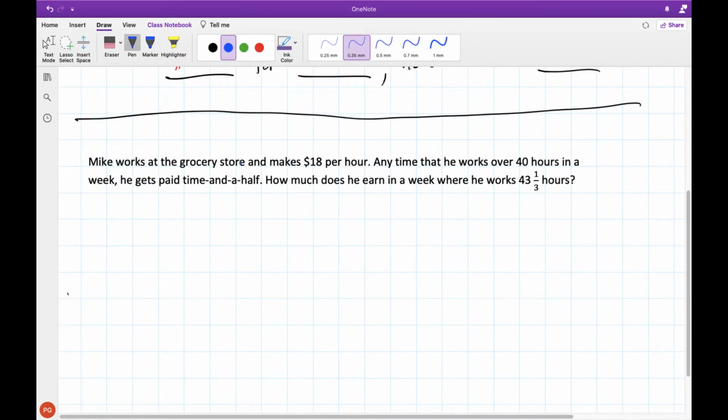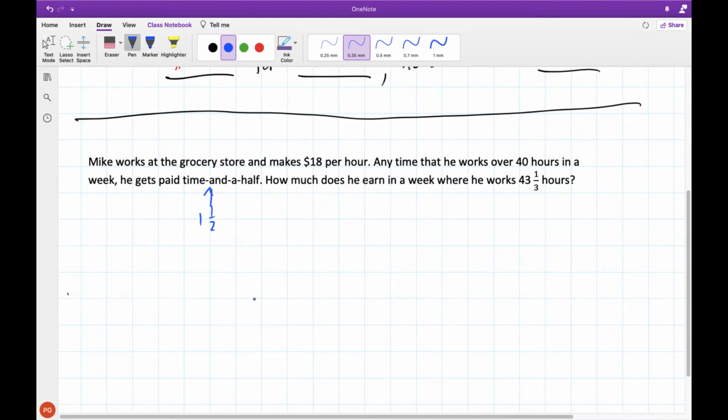We're told that Mike works at a grocery store, makes $18 an hour, and if he works over 40 hours in a week, he gets paid time and a half. So time and a half just means 1.5 times his pay. So how much does he earn in a week where he works 43 1/3 hours?